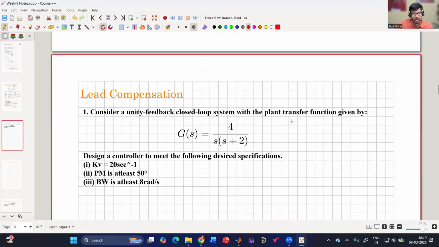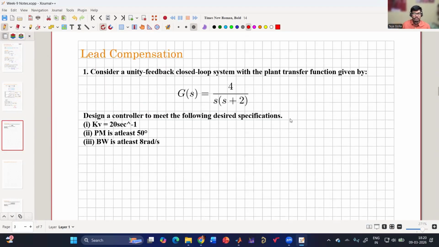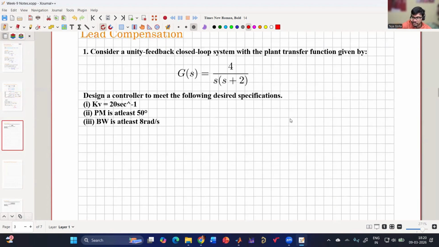So we'll be doing this with an example. Coming to our first problem, the lead compensation, I have given a plant G(s) as 4 by s into (s plus 2). And the desired specifications are Kv should be 20 second inverse, phase margin should be at least 50 degrees, and bandwidth should be at least 8 radians per second. So now let us see. Here it is given that it is lead compensation, so let us assume that we are dealing with the lead compensation.